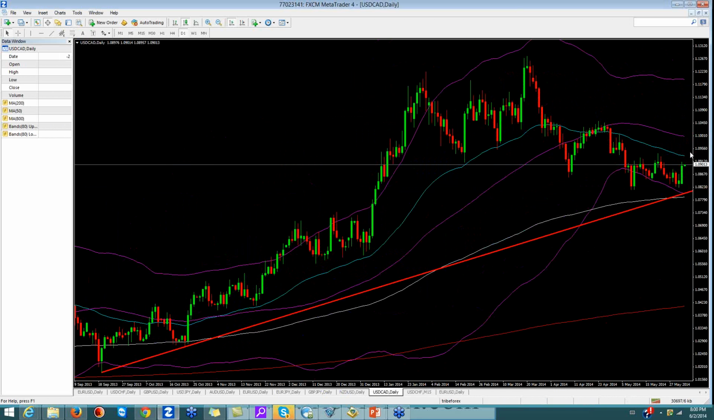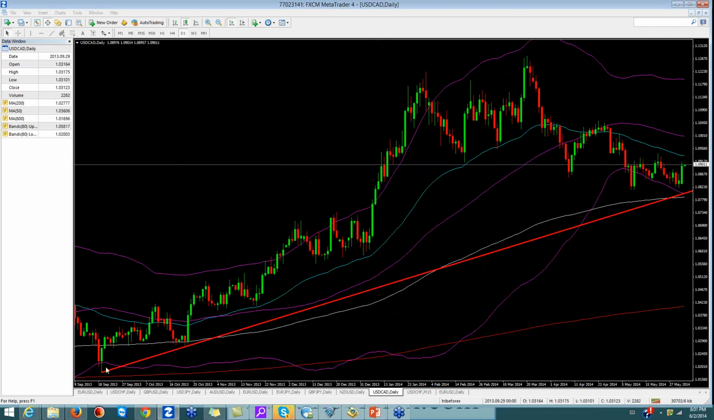Dollar CAD, same exact thing. Actually, I'm looking for price to potentially sell off of this 50 EMA here on the dollar CAD, because it has been in consolidation. We're going to look for a continuation of that consolidation. Across the board, guys, I'd say consolidation on the day. I think this is a really simple call there.